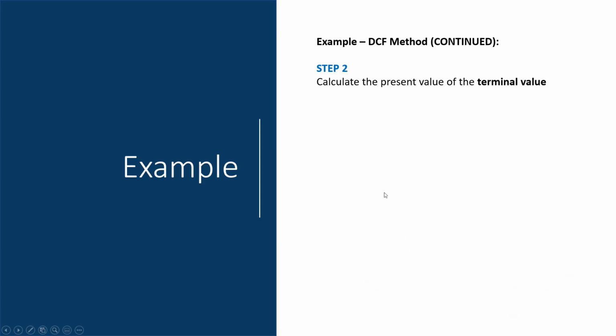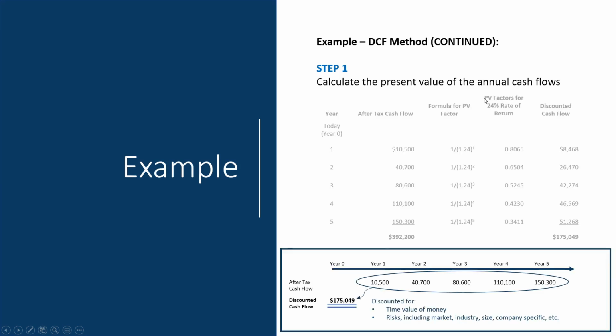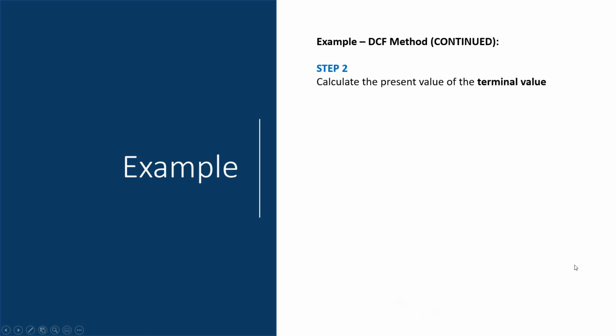But let's move on to step two. Step two is calculating the present value of the terminal value. Remember, we had a projection of cash flows out for 5 years, but the company does not stop operating in 5 years. The company is a going concern. It's going to continue to operate indefinitely into the future. So how do you put a value on that? Well, that's through the terminal value.